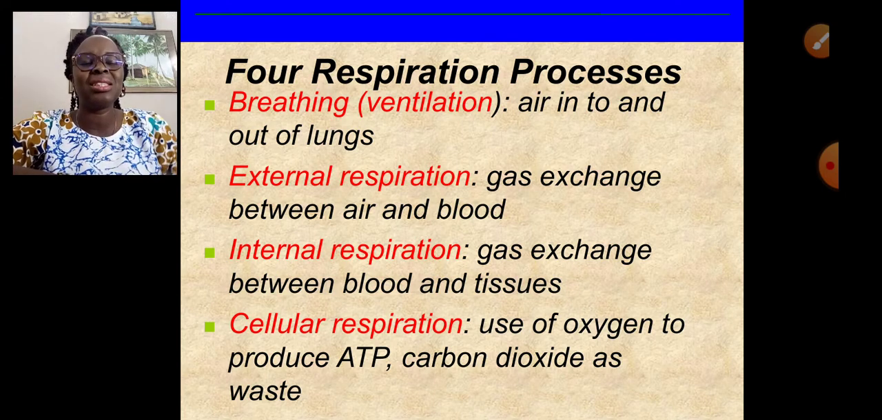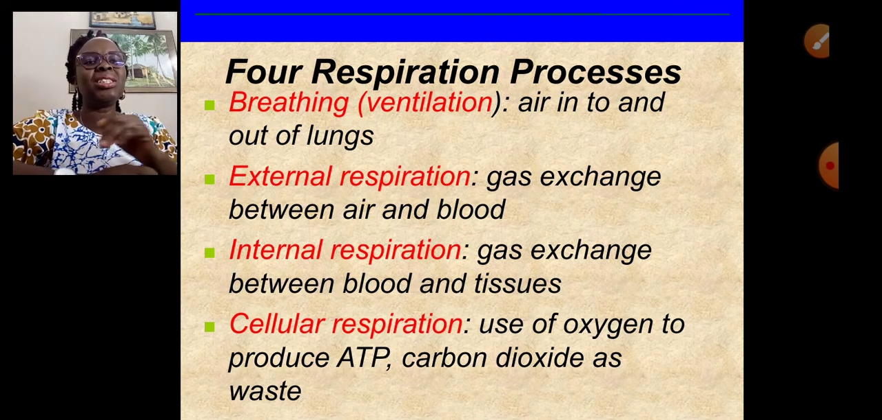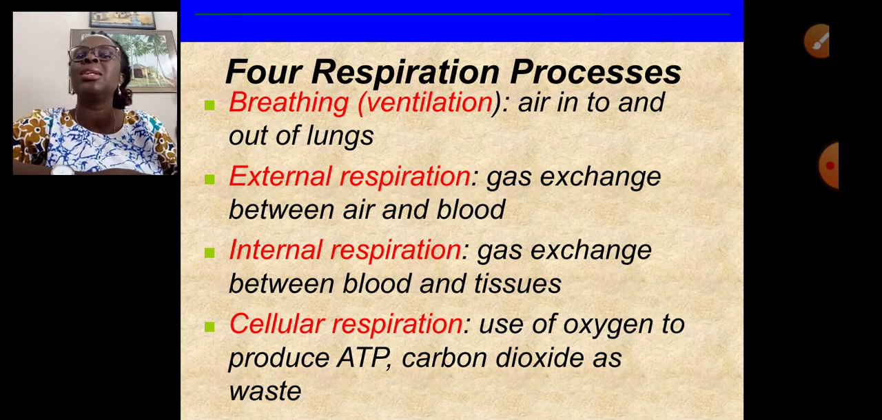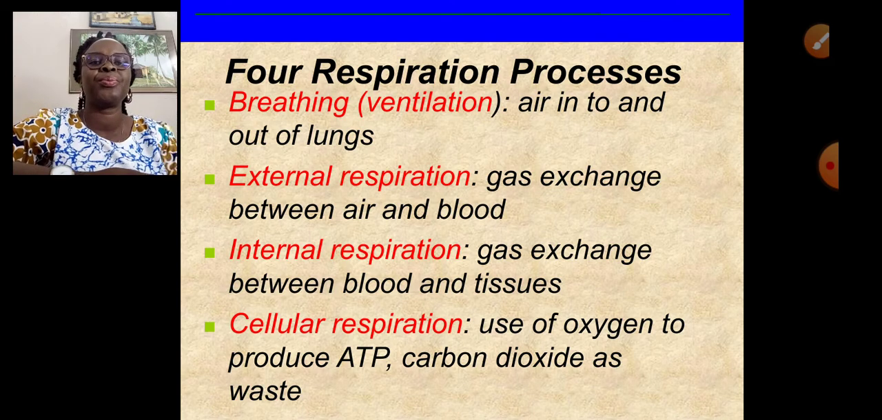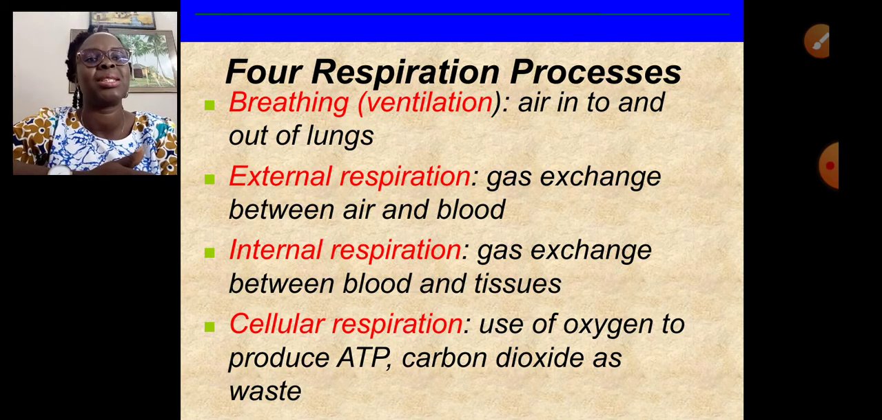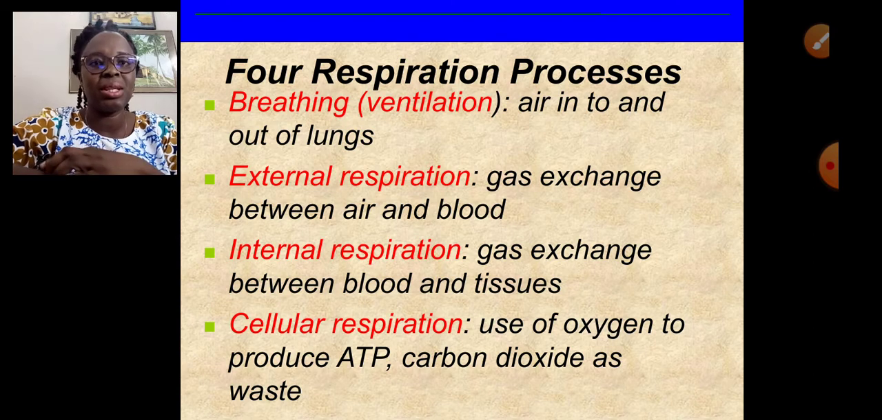And we have internal respiration, which is exchange of gas between the blood and the tissue, the cells. And we have cellular respiration, which was our last topic, which is the use of oxygen to produce ATP. That's energy.